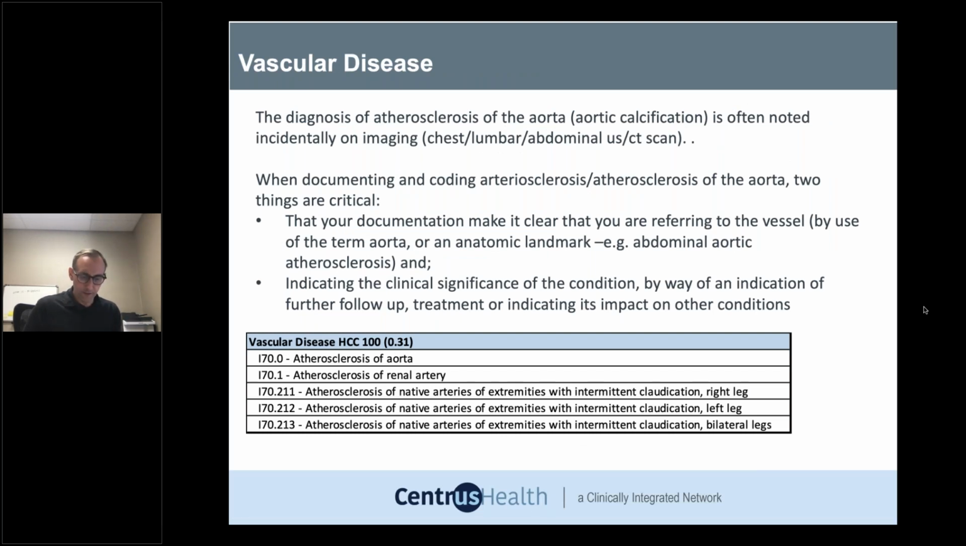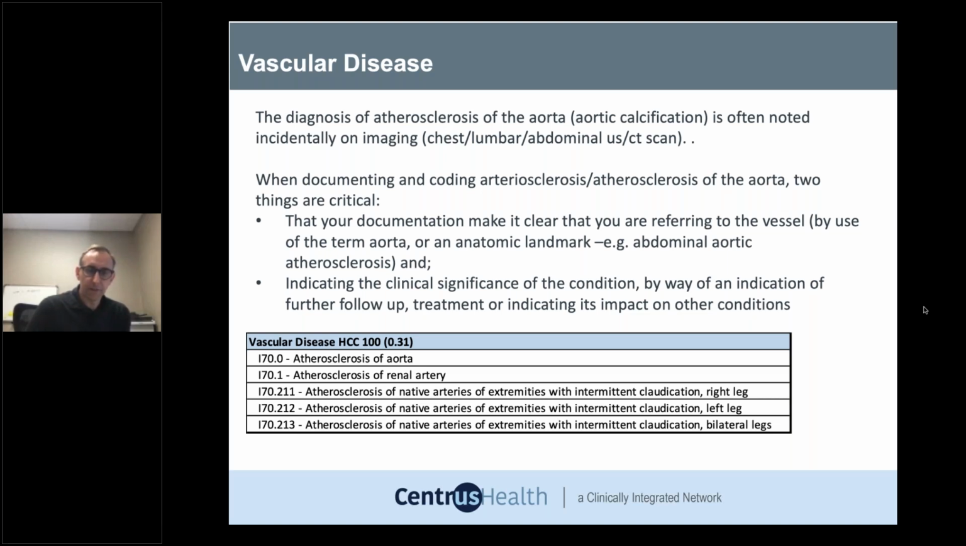The next slide is vascular disease. This could be another commonly overlooked code. We see quite a bit of variation among the use of these codes by providers, specifically around atherosclerosis of the aorta, which is a commonly found diagnosis in this community. We know a lot of people have that, but we see some variations across provider groups on how often they code this. This carries an additional weight of a 0.31, so it's about the same severity as a diabetic patient with complications.